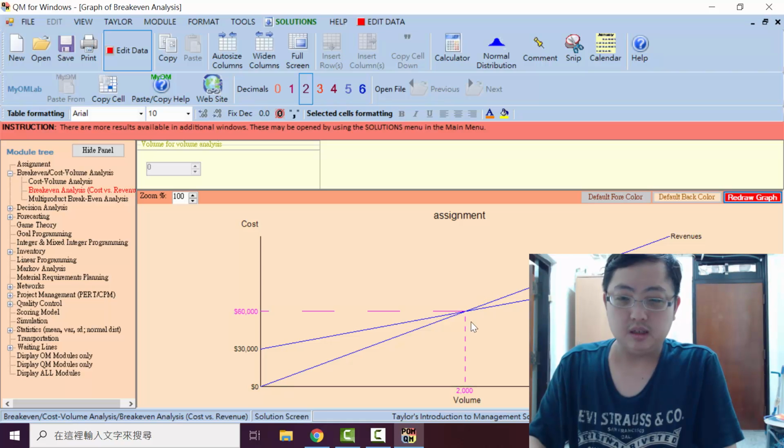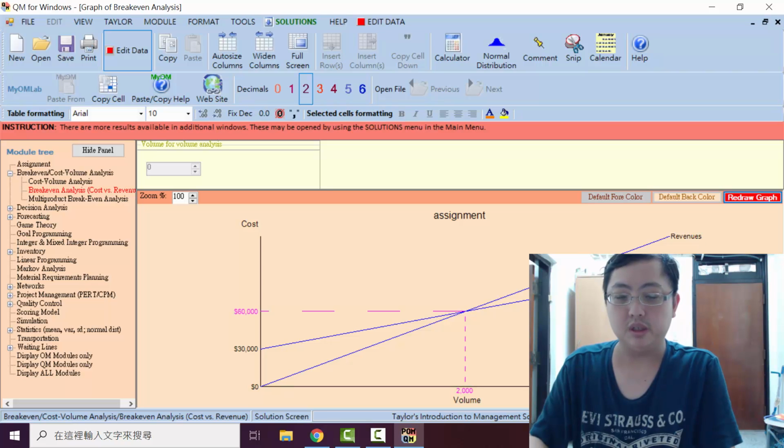As you can see, when the quantity is greater than 2,000, we can make our revenue greater than cost. Total revenue is greater than cost, so we can make profit. The reverse is also true. When the quantity is less than 2,000, we will have a negative profit. And that's all about break-even analysis.